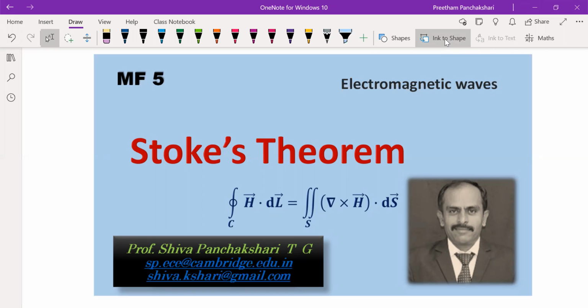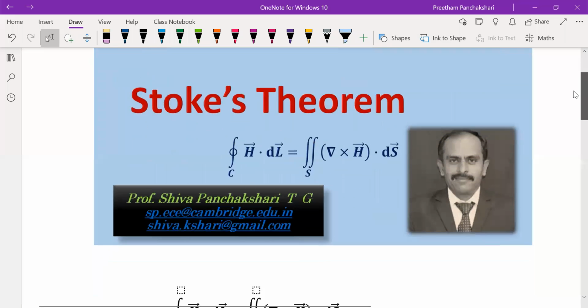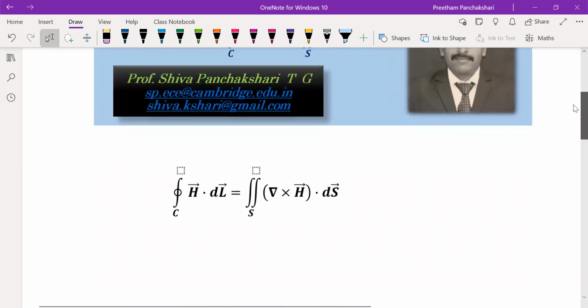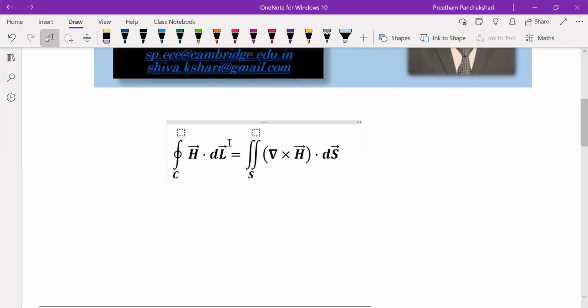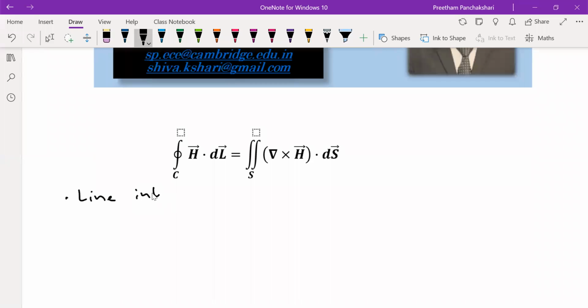In this video, I am going to explain the Stoke's theorem. The Stoke's theorem is basically a theorem which relates a line integral to surface integral, and vice versa. This is a very well-known theorem in many applications to convert line integral to surface integral.